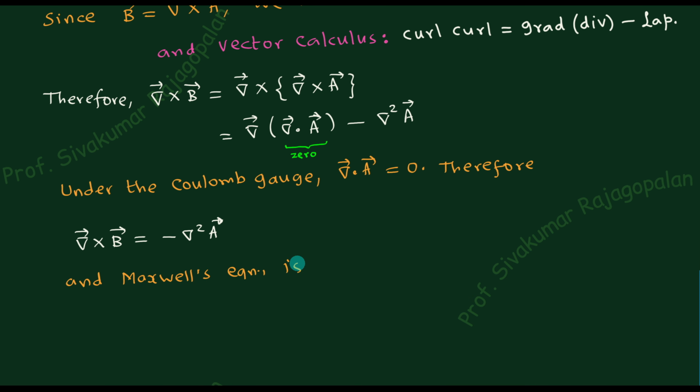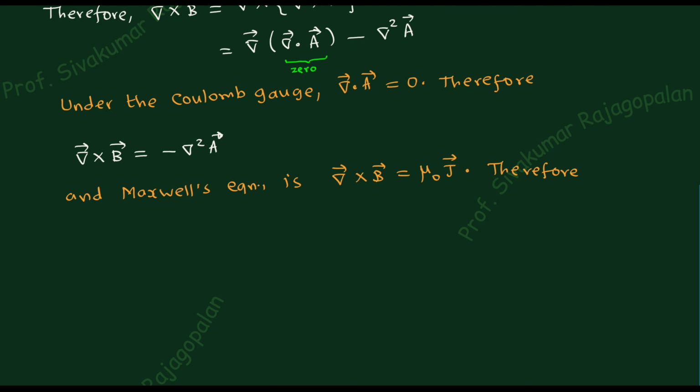And what is Ampere's law? You have del cross B equal to mu naught into J. So now compare these two. If you compare these two equations, what is the conclusion? You have del square A equal to minus mu naught J, and that's all. So this is the conclusion.